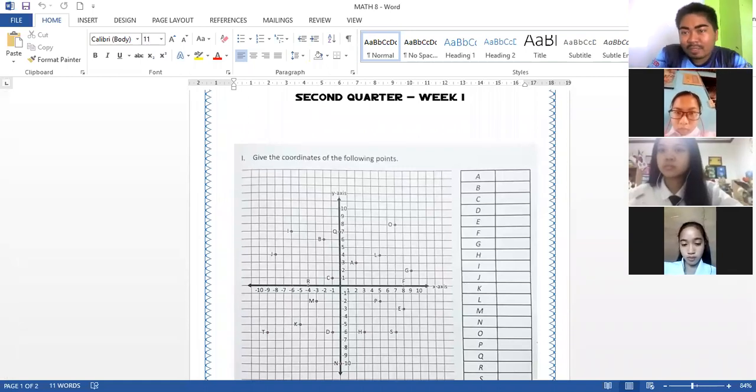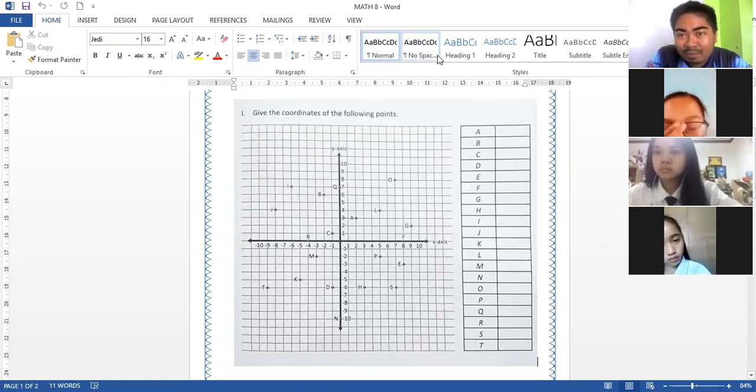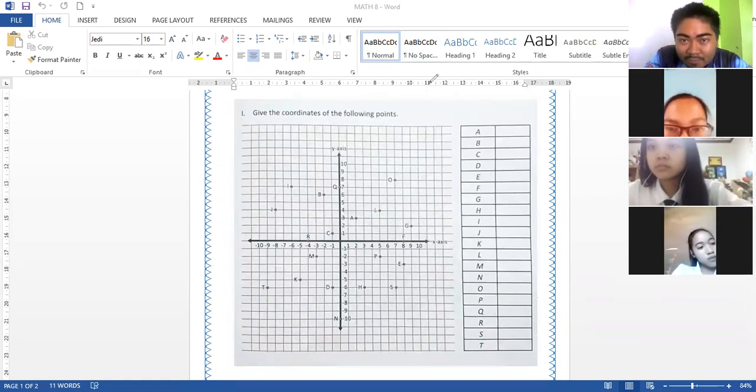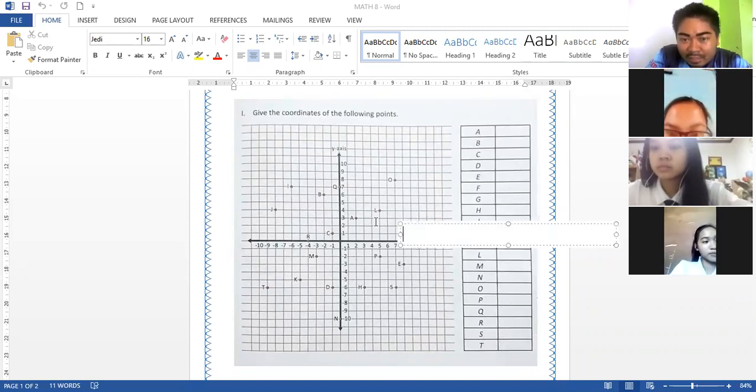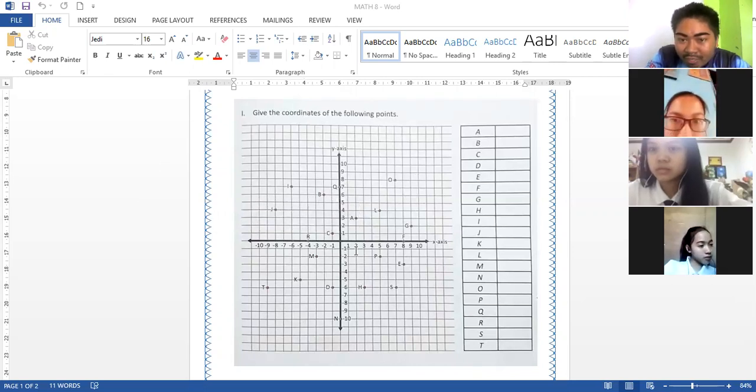So first test would be give the coordinates of the following points. For example, let's try to answer number 1. So yung letter A, nasaan dyan yung letter A? Ito siya, di ba? This is letter A. Kaya yung susunod natin, kunin mo muna yung value ng X. That is 2, di ba? So, sulat na natin dito. 2.